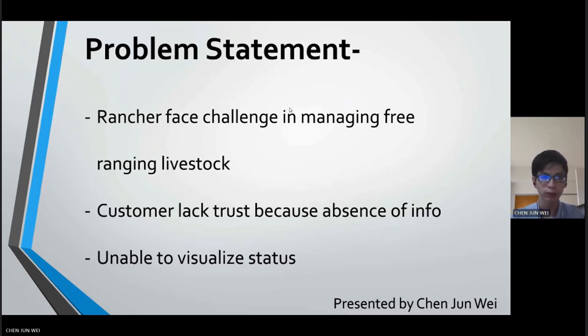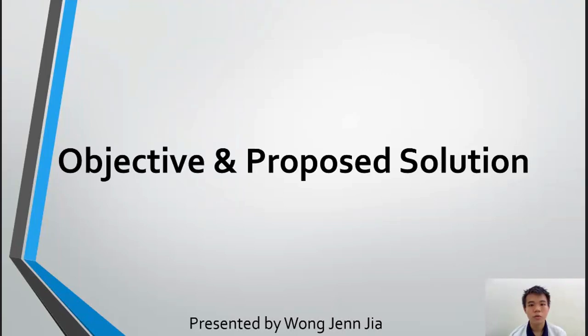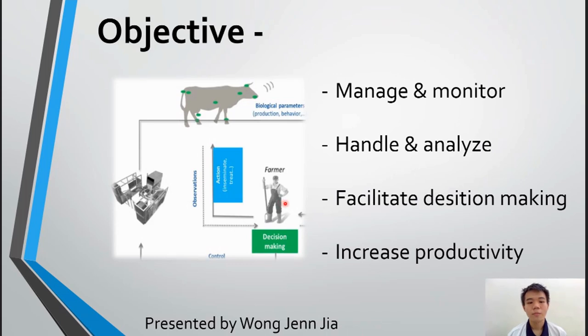Thank you. Now I'm going to introduce the objective and our proposed solution. As the background info and the problem statement were introduced by my friends, our objectives are managing and monitoring the free-ranging livestock in the farm. Besides, we want to handle and analyze the data. Eventually, it could facilitate decision making by the farmer and also increase the productivity of the farm.